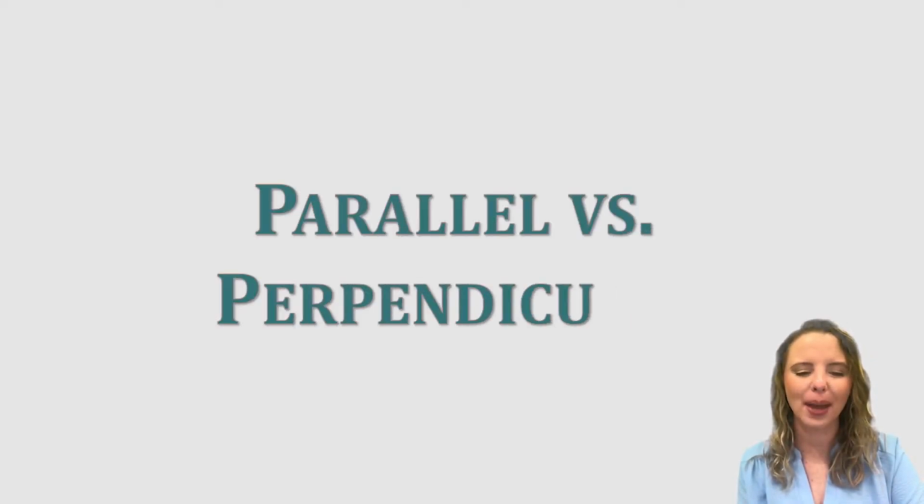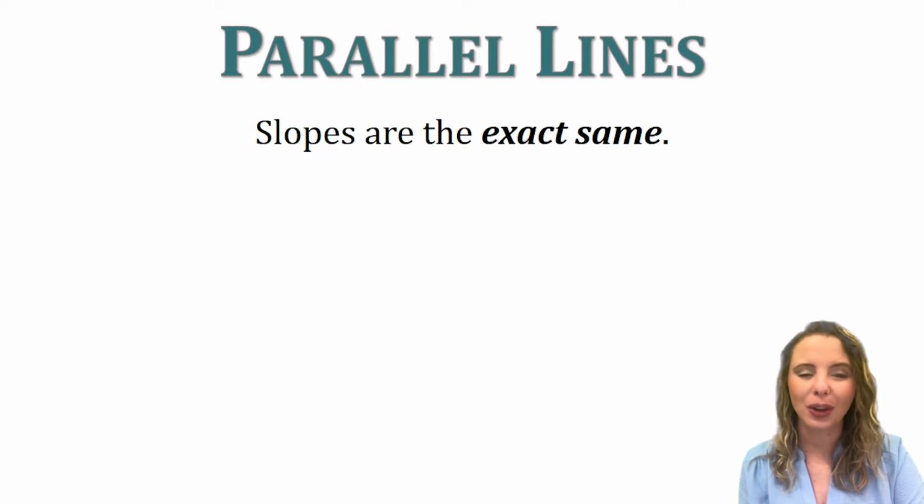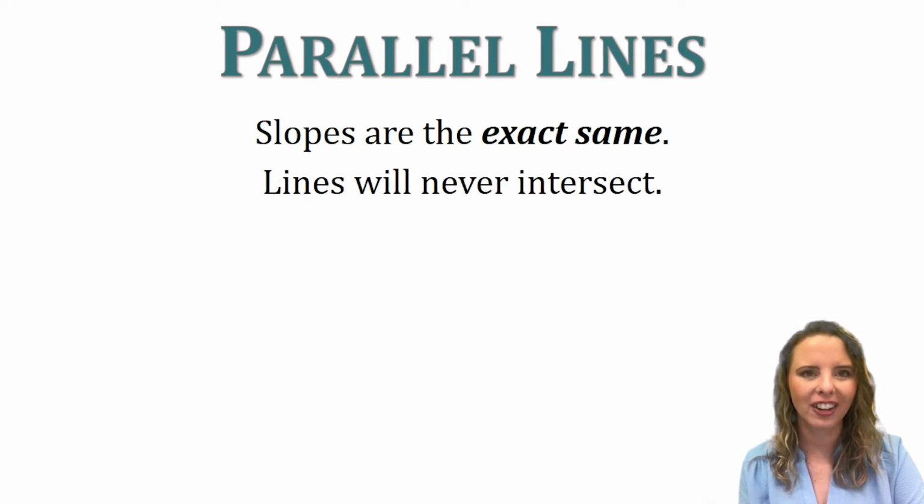Hello. In this video, we are going to begin looking at parallel and perpendicular lines. So, what does it mean for a pair of lines to be parallel? This means that the slopes are the exact same, signs and numbers. The lines will never intersect.